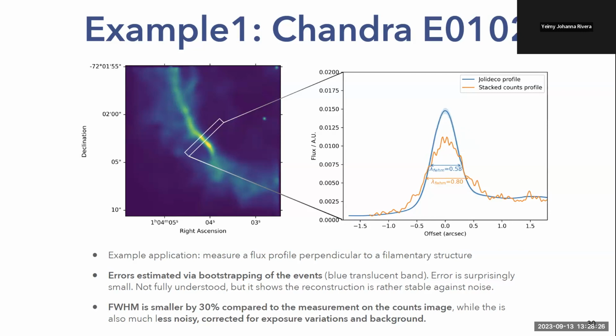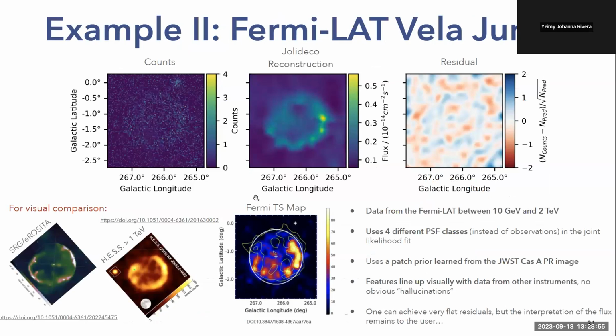This is not fully understood, but it means that typically the reconstructions that you get from the methods are rather stable against noise. And my current theory is that this is really due to this prior actually adapting to the data in these patches in the image. What I found when measuring the width of the filament here was that the full width half maximum was smaller by 30% compared to the measurement just on the counts image. And at the same time, it's less noisy and corrected for exposure.